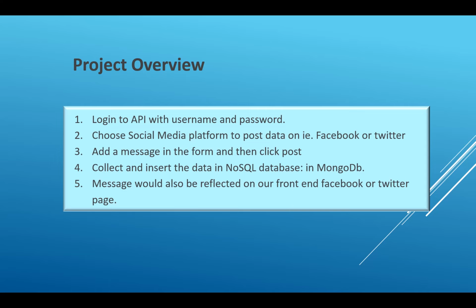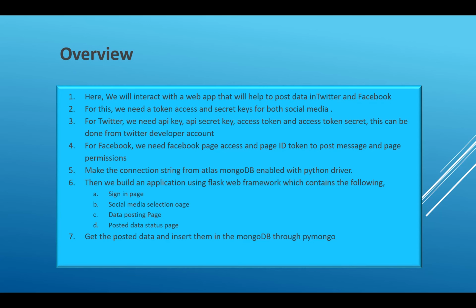Then this same post or feed is stored in the database with many parameters of information, for example date, time and user ID. In JSON, the data is stored in our MongoDB, and the message is also reflected on the front end of our application and, obviously, on the Facebook page or Twitter page. So this is the overview of our application that I have explained.